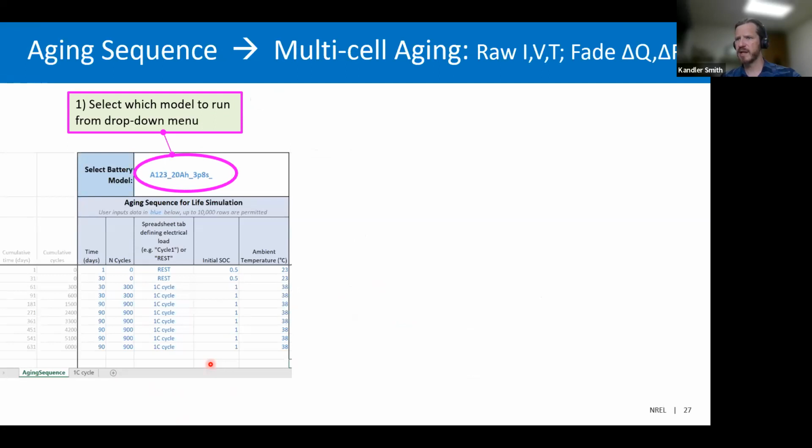And then this is all coupled together with the life model that I showed you previously. We've put this together in a piece of software which is controlled by an Excel spreadsheet to define the aging sequence. The aging sequence here could be rest for 1 day or rest for 30 days, and then you can define any arbitrary cycle that you'd like. In this case, a 1C cycle is a new tab on this Excel spreadsheet, which defines the charge discharge limits and such for the simulation.